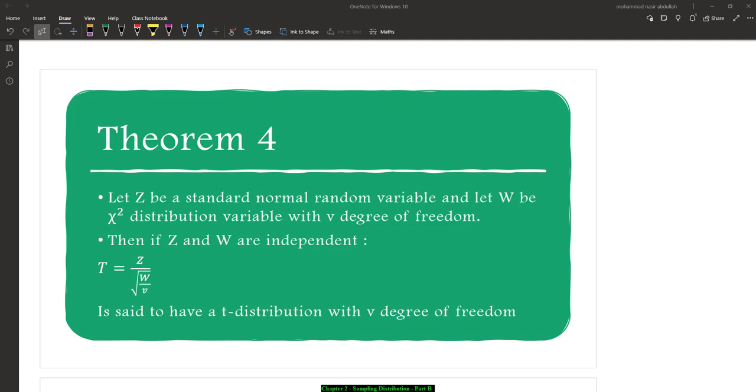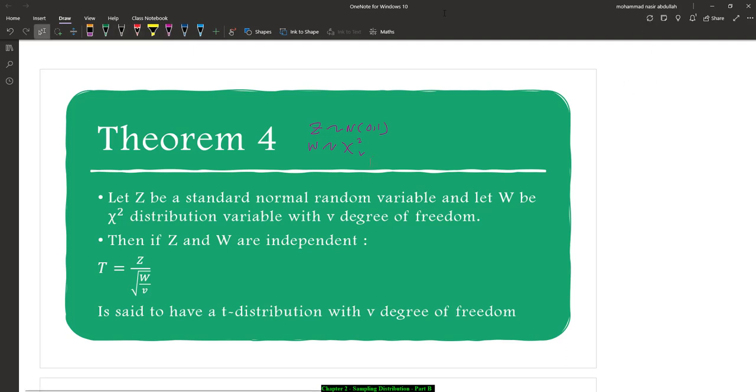Let Z be a standard normal random variable, and let W be chi-squared distribution. So it says that Z is having a standard normal distribution, and W is having a chi-squared distribution with V degree of freedom. So this is theorem number 4.